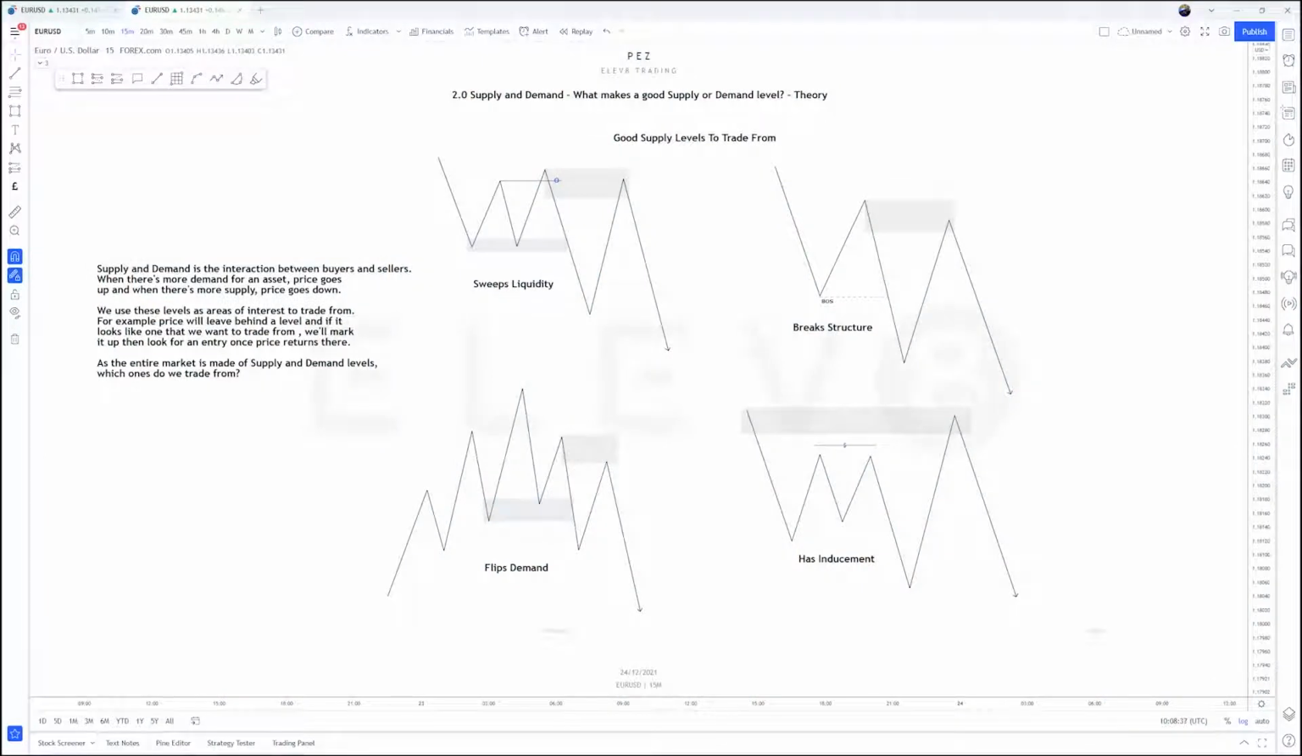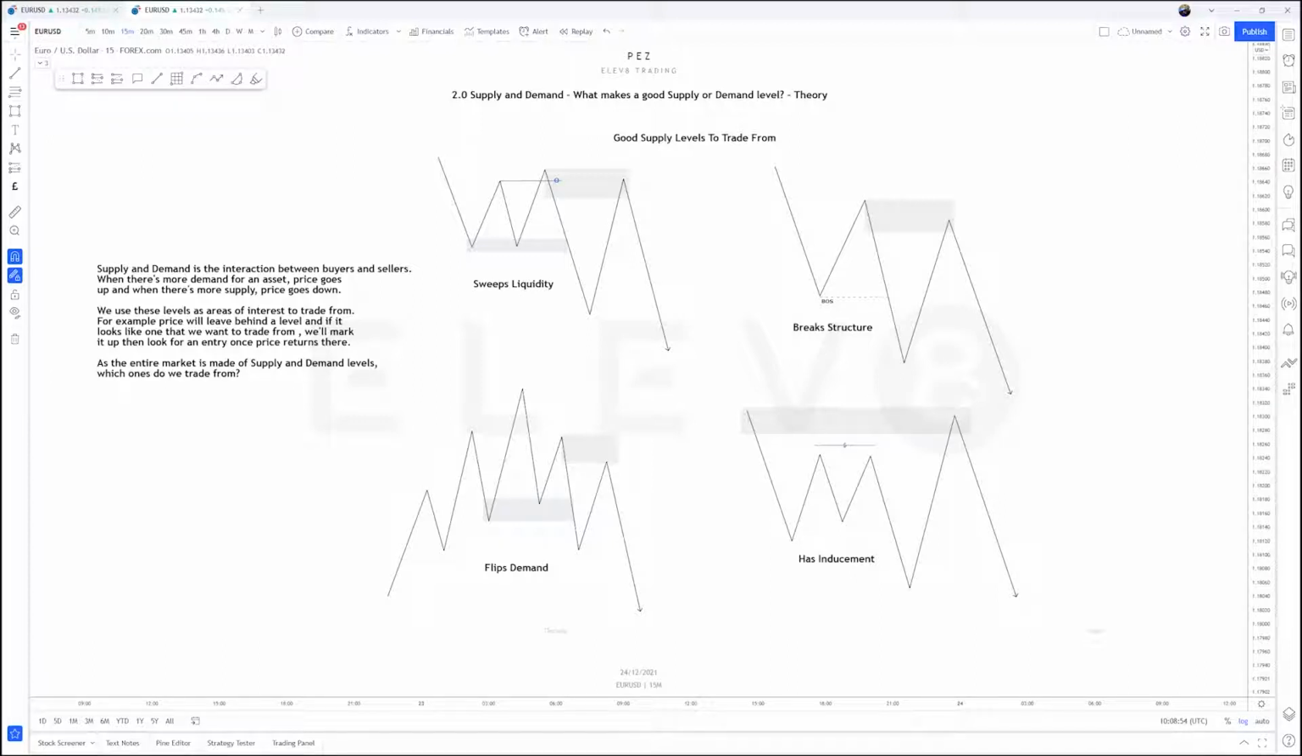So what is supply and demand? Supply and demand is the interaction between buyers and sellers in the market. So when there's more demand for an asset, price goes up, and when there's more supply, price goes down. And we use these supply and demand levels as areas of interest to trade from.